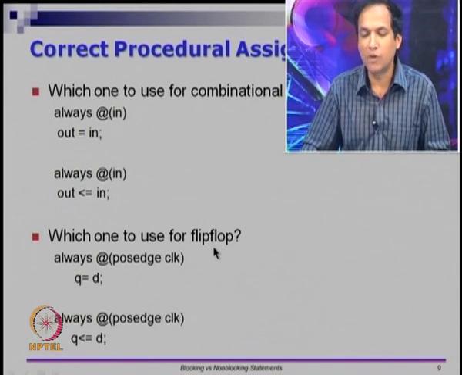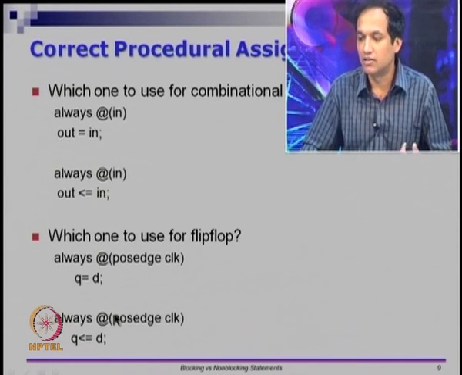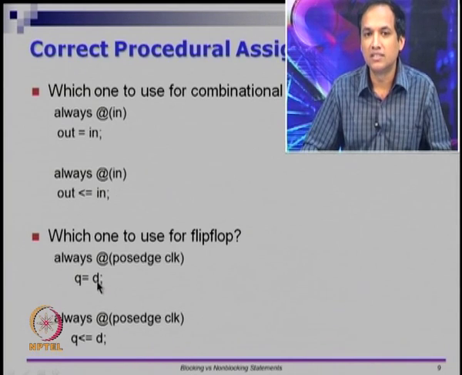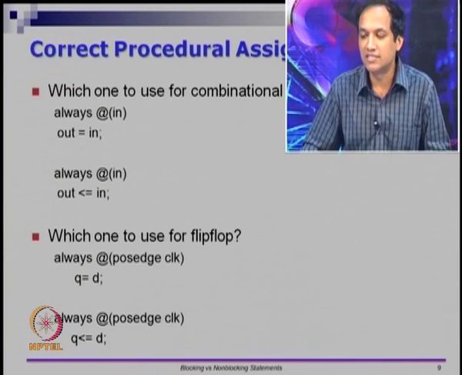Now, let us look at flip flops. In flip flops, always at passage of clock Q non-blocking equal to D, as opposed to Q equals D. Using the same argument, the change in D should not appear in Q immediately. The change in D is supposed to appear as Q in the next clock cycle. If that is the case, then changing Q immediately is not correct. Therefore, this non-blocking assignment is the correct way to do it.